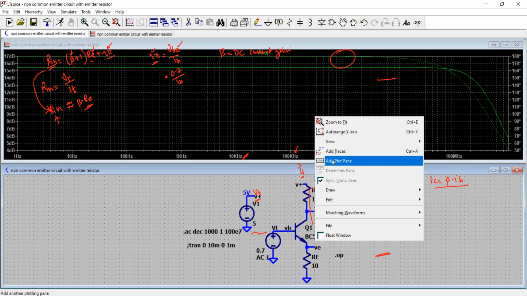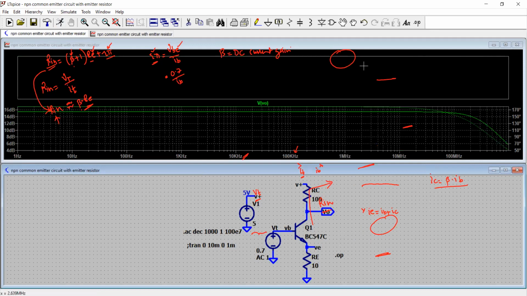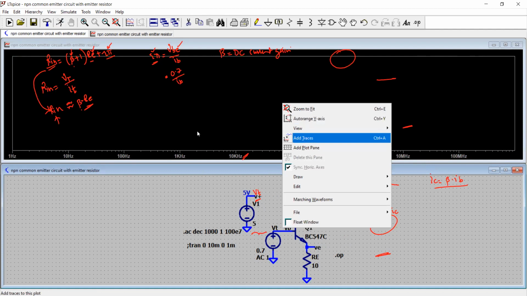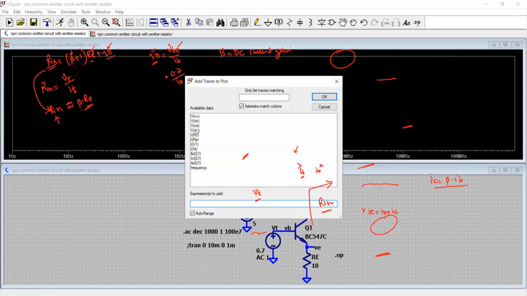I want to plot the input impedance Rin, which is the ratio of test voltage divided by the test current IT. So what I'll do is add a plot pane. I don't need this signal, so I will delete this pane. Once that is done, I will right click here and click add trace. I will find where the voltage source V of Vt is, and whether there is a source or simply the voltage at the base. That is what I want, right?